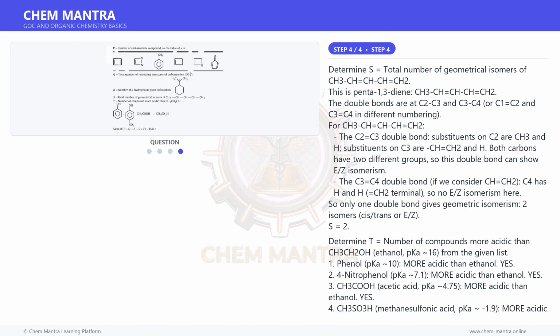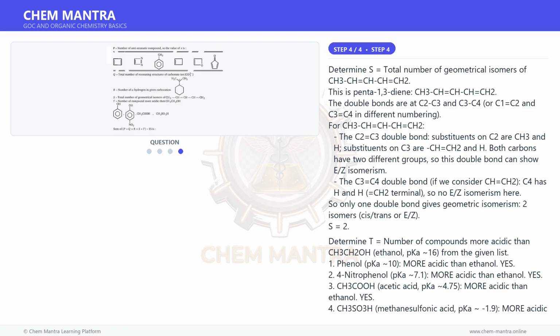CH3SO3H, methanesulfonic acid, pKa -1.9, more acidic than ethanol. Yes. All four compounds are more acidic than ethanol. T is equal to 4. Calculate the final answer.